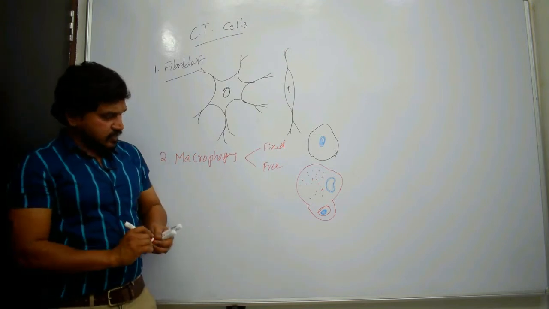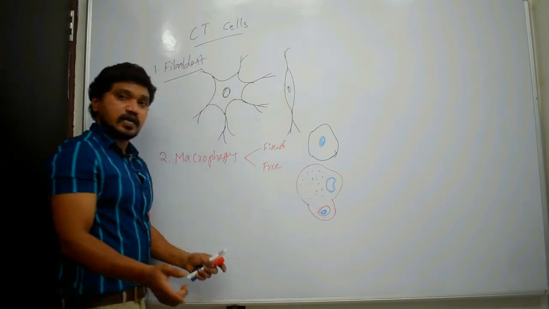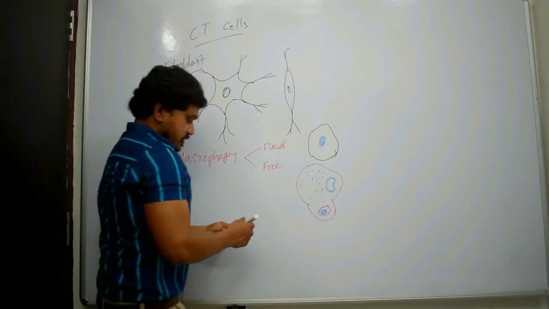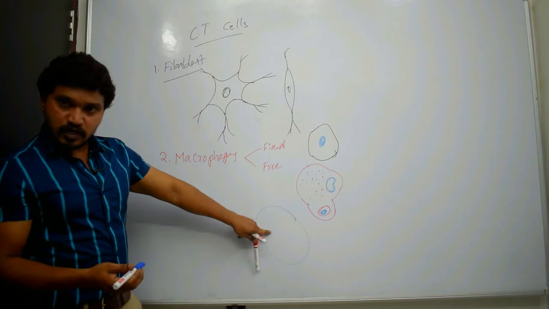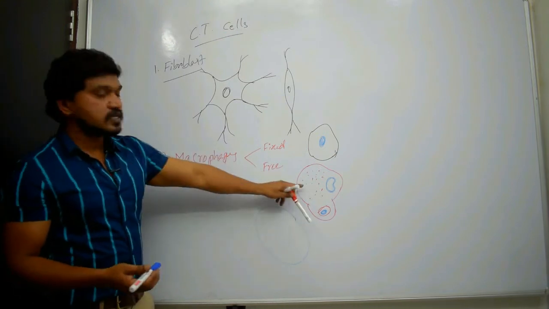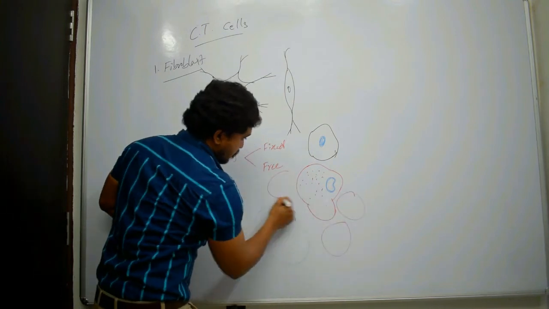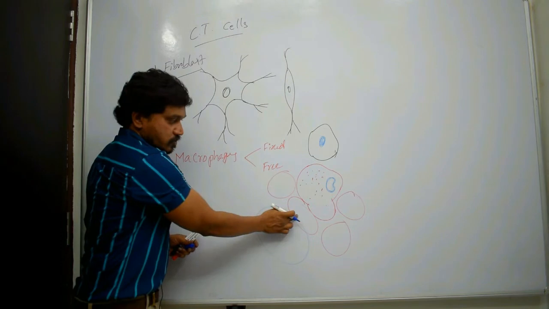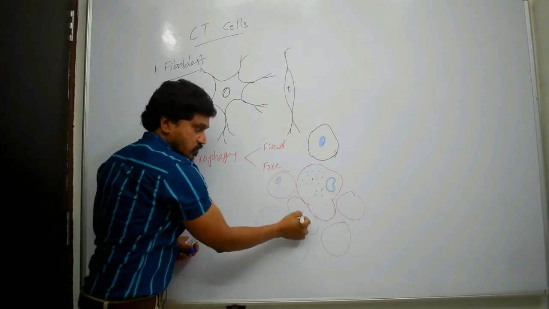In the other case, see here, this is a smaller microorganism so this macrophage can engulf or eat it up. But if there is a larger microorganism, what is the fate of it? The larger microorganism is there but the macrophage is smaller. At that time a number of macrophages will be united. See here, this is one macrophage, this is another, and another, and they contain nuclei.